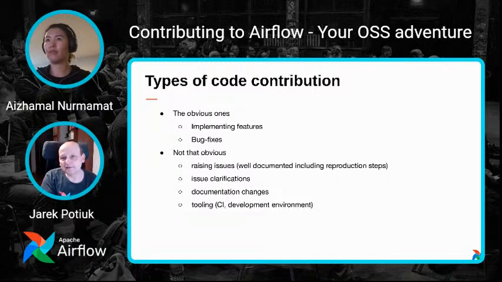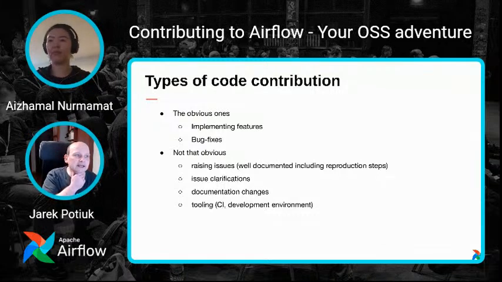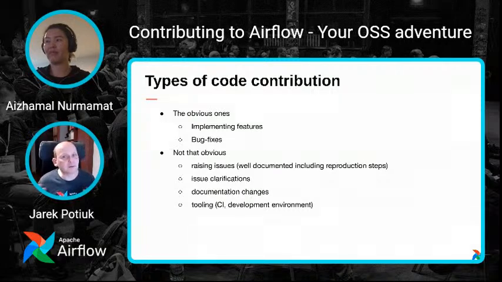So obviously, one of the things is you can contribute features or bug fixes, and this is pretty obvious. But there are also some not obvious ways of contributions. So you can raise issues, just describing it well so that committers can actually reproduce it. So including reproduction steps. That is a great way of contributing, because this way committers and people who will be generally fixing those problems will know how to reproduce them.